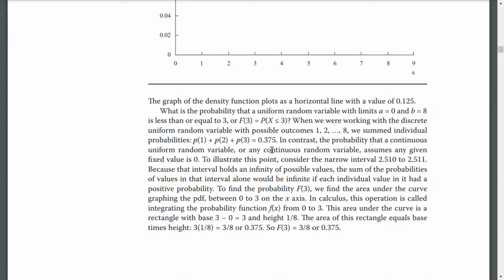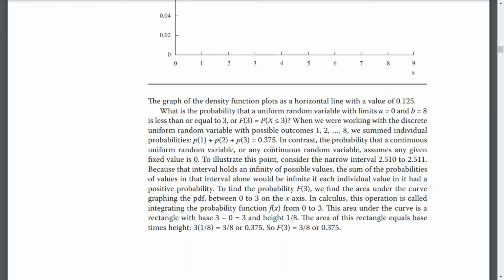What is the probability that a uniform random variable with limits a equals 0, b equals 8 is less than or equal to 3, or F(3) equals P(X ≤ 3)? When we were working with the discrete uniform random variable with possible outcomes 1, 2 to 8, we summed individual probabilities: P1 plus P2 plus P3 equals 0.375.